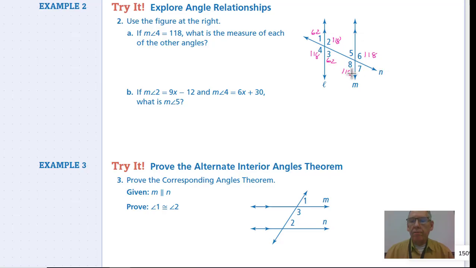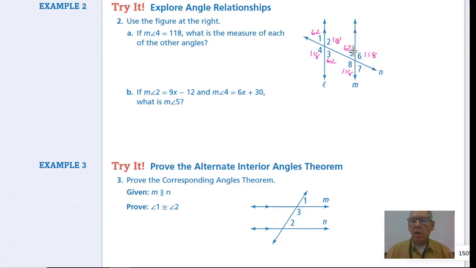Corresponding angles are congruent if you have parallel lines cut by a transversal. Alternate interior angles, 2 and 8, are congruent if you have parallel lines cut by a transversal. And that leaves 5 and 3. They are alternate interior angles, so I could jump the 62 over to 5 since they have to be congruent, or I could do linear pairs with 6.